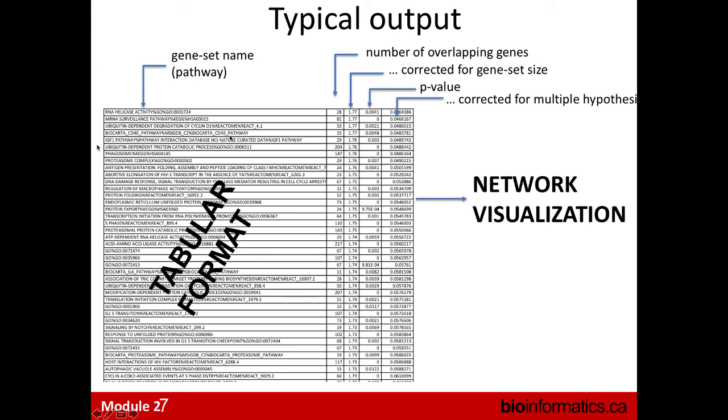So usually we have a table as an output of an enrichment analysis. What we need to know is that the gene sets are frequently overlapping. So some genes in one gene set are going to be in gene set 2, but using a table is not very easy to identify the function and the gene sets that are related. So that's why we usually need to go to network visualization.